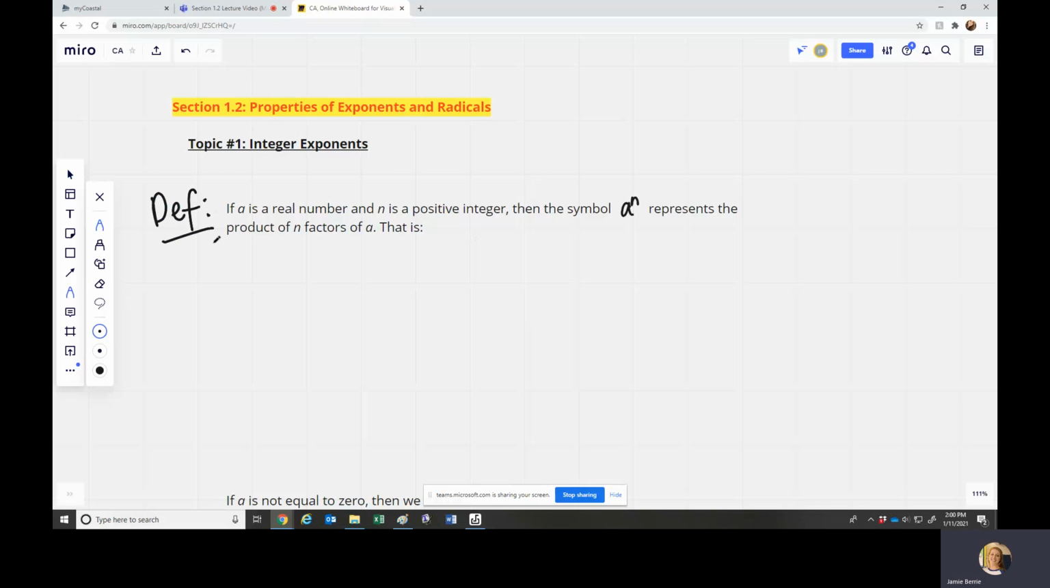So definition: if A is a real number and N is a positive integer, just as a side note, positive integers are sometimes called the natural numbers, or sometimes called the counting numbers, because those are numbers we count with. If A is a real number and N is a positive integer, then the symbol A to the N represents the product of N factors of A. That's just a fancy way of saying that we're going to multiply A by itself N times.